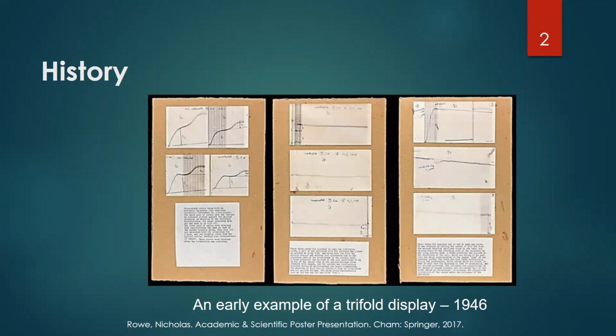In old times, as you see in this photo or image here, they made the plots and graphs by hand and presented them on the board simply. And for some parts of the text, as you see, they probably typed it on these old machines, printed it out, and put it there. This is an early example of a foil display in 1946.